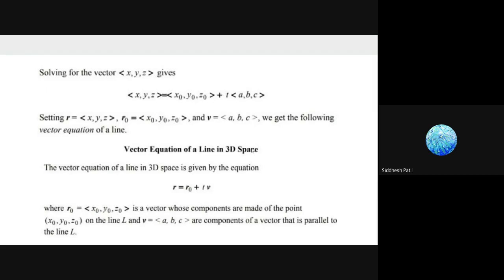Now let's see in detail about the vector equation of line in 3D space. The vector equation of line in 3D space is given by r is equal to r naught plus tv, according to the diagram above, where r naught is equal to x naught y naught z naught, which is a vector whose components are made of the point x naught y naught z naught on the line L, and v vector is parallel to the line, where abc are the components of that vector.